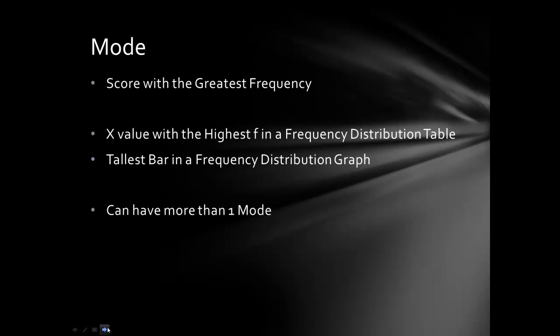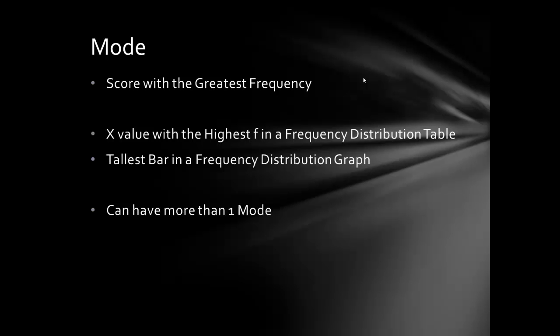The mode is probably the simplest measure of central tendency to figure out. It really doesn't require any calculations. It's purely a visual thing. It's the score with the greatest frequency, or in other words, the most commonly occurring score in your data set.